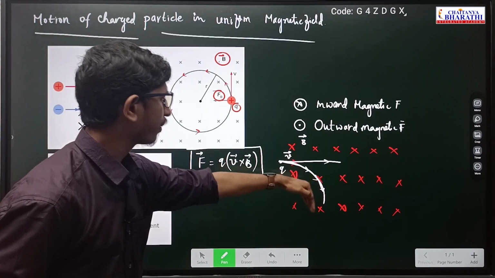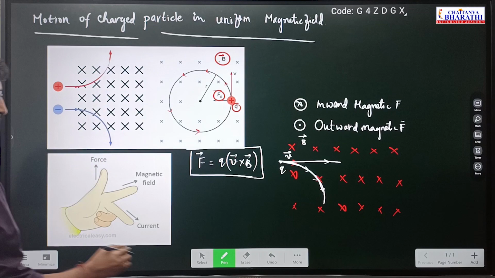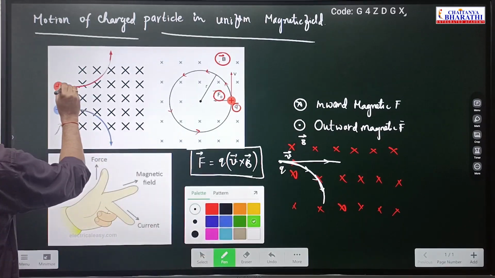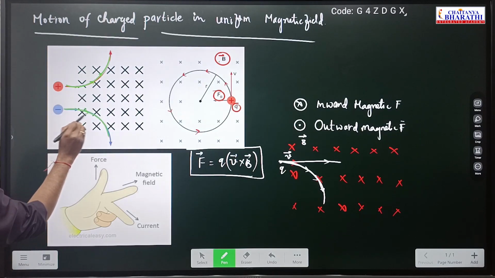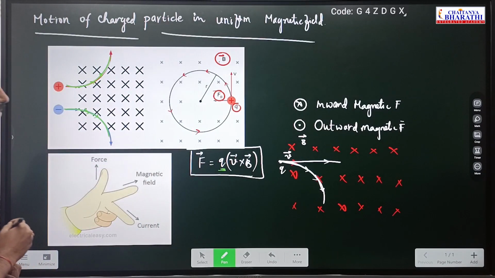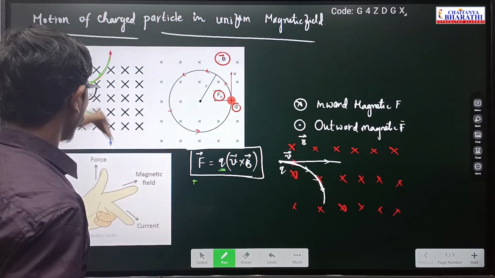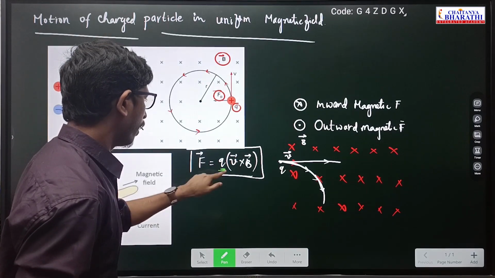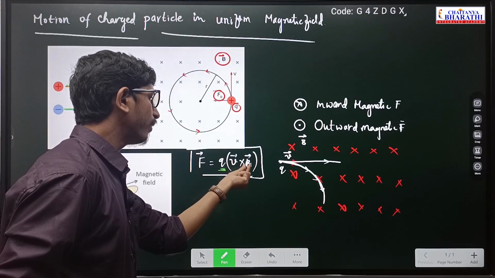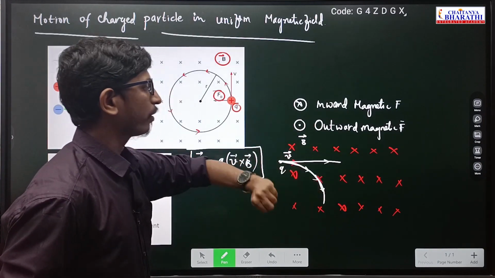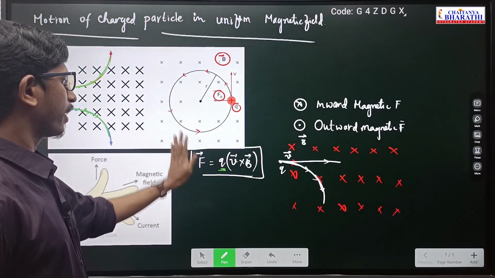You can see that if it is a positive charge, it goes in one direction. If it is a negative charge, it goes in another direction. So a positive charged particle experiences a force and goes this way, whereas a negative charged particle will experience a force in this way. So it depends on the sign of the charge, whether positive or negative. The force also depends on the speed of the particle and the magnetic field strength in that region.